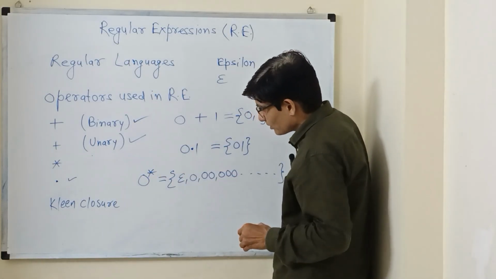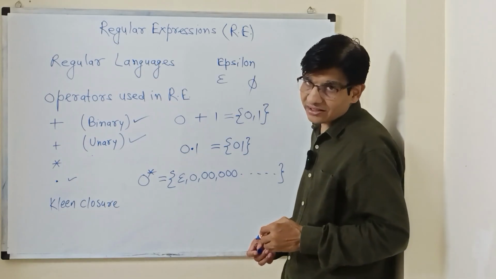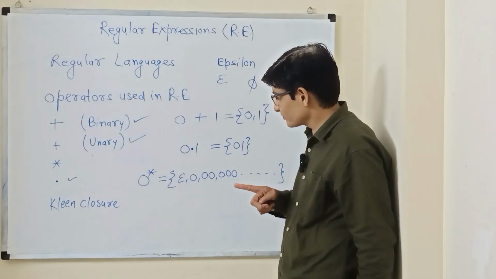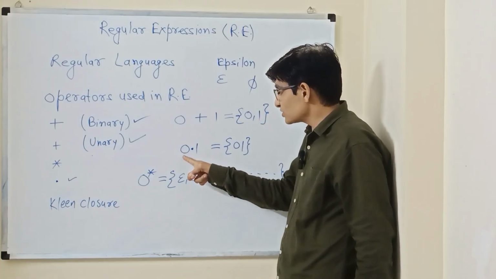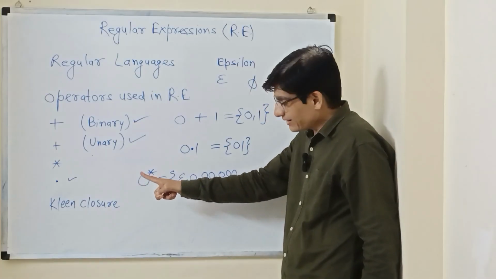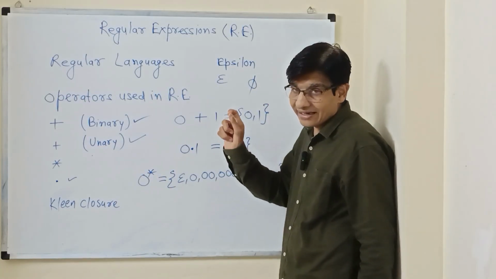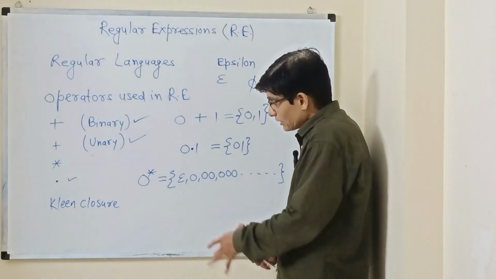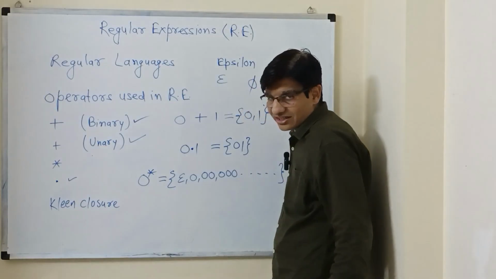And remember, my friends, clean closure is used to represent an infinite set. You can see this was a finite set with only two strings, and this was a finite set with only one string. This clean closure is representing an infinite set with length from 0 to any positive number. So this is called clean closure, and this is how you can use asterisk here.